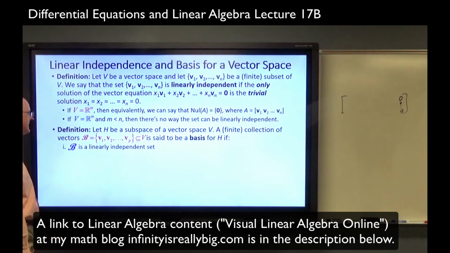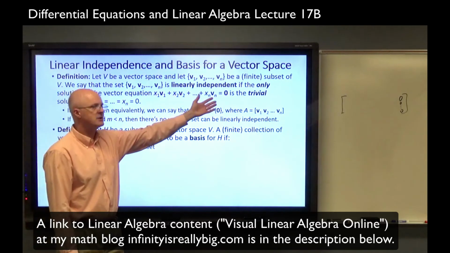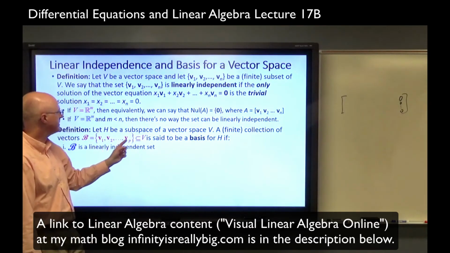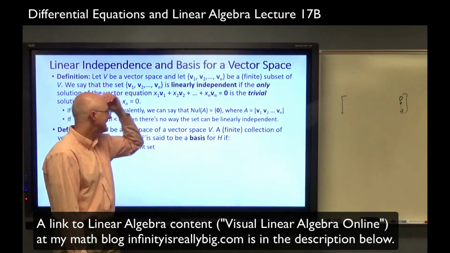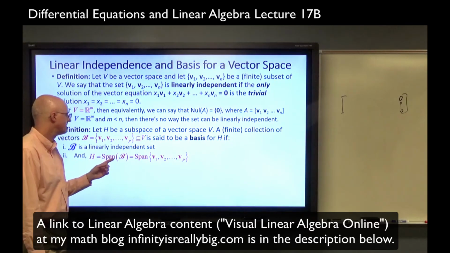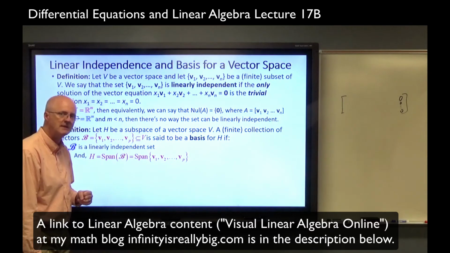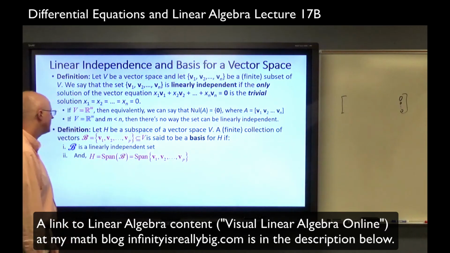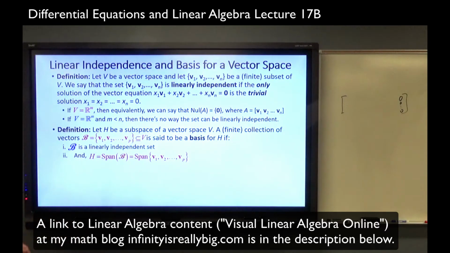One, B is a linearly independent set. These vectors form a linearly independent collection. The only solution to this kind of equation, where I plug in the V1 through Vp in place of V1 through Vn, is the trivial solution. All the x's have to be the number 0. And two, B spans H. Everything in H is a linear combination of the vectors in B. If those two conditions hold, then we say B is a basis for H. Okay?